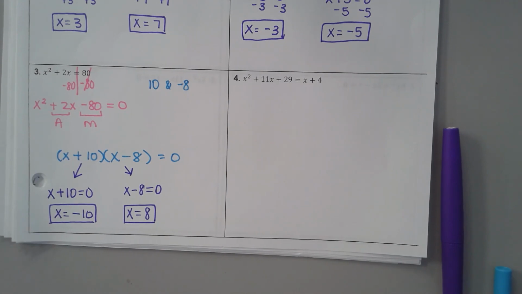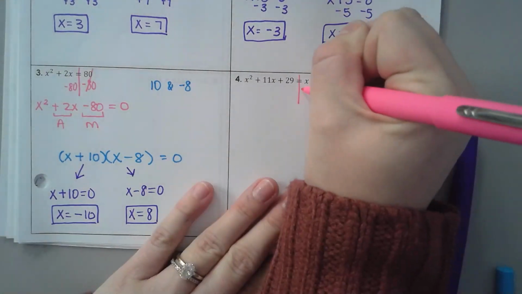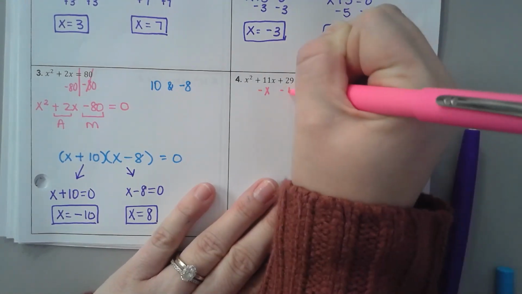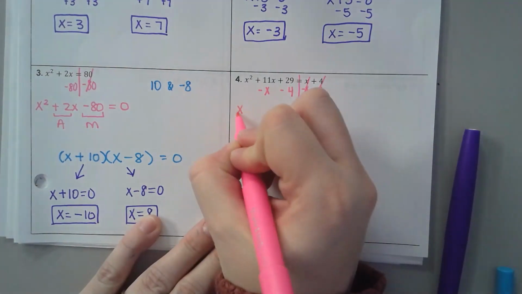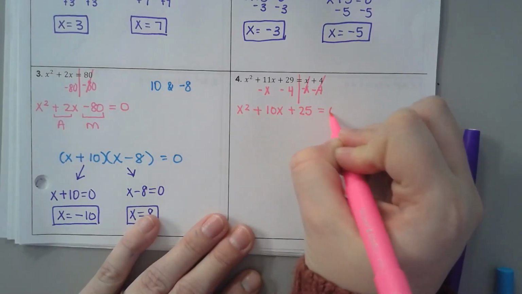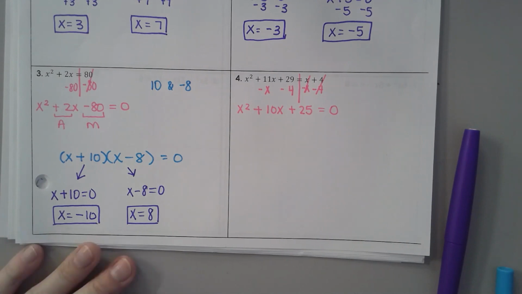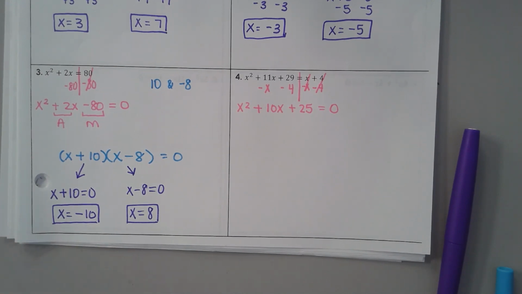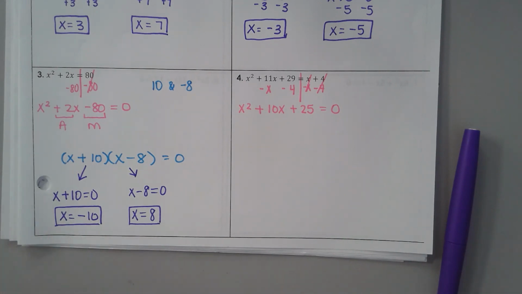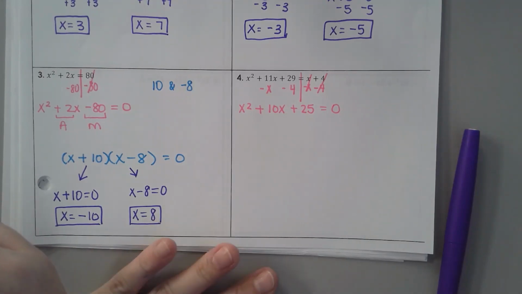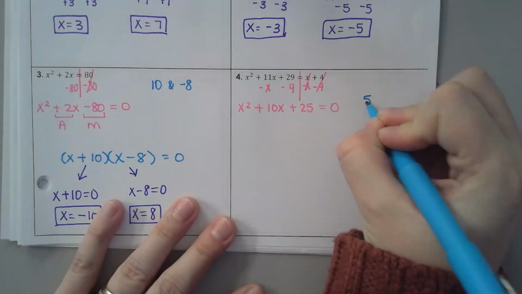Number 4 is not set equal to 0, so I need to subtract x, and I need to subtract 4. And that gives me x squared plus 10x plus 25 equals 0. So what are my two numbers? 5 and 5, yep.